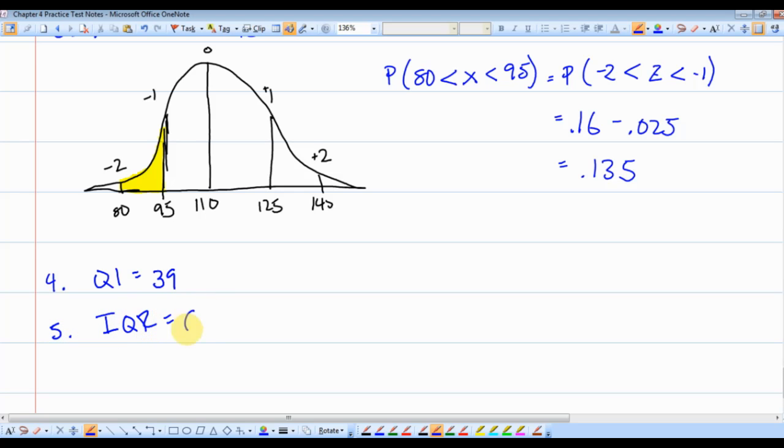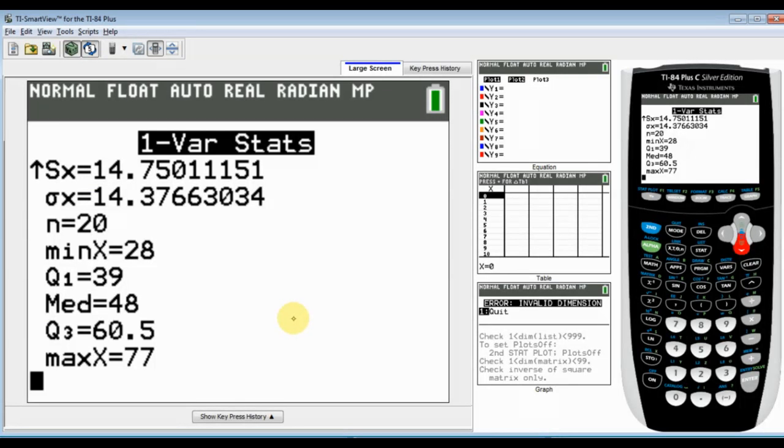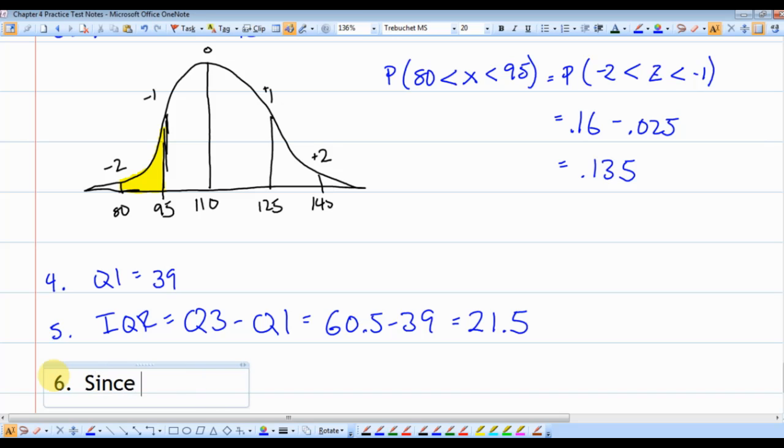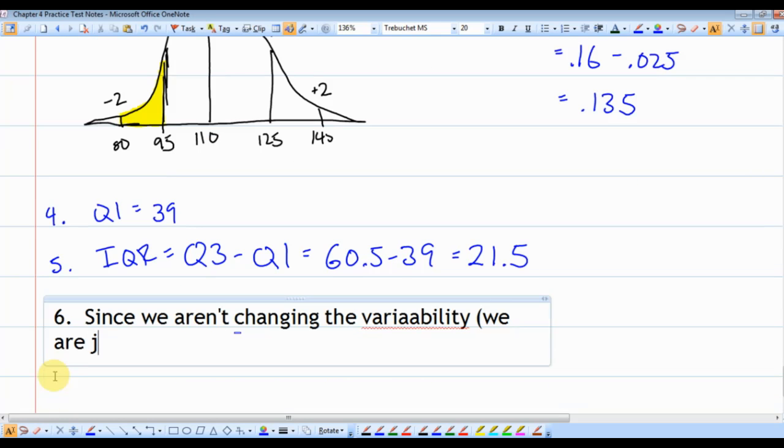Number 5, IQR. Interquartile range equals Q3 minus Q1, which is 60.5 minus 39. That should be 21.5. Question 6. So for question 6, since we're not changing the variability, right? We are just sliding all the numbers over, right?